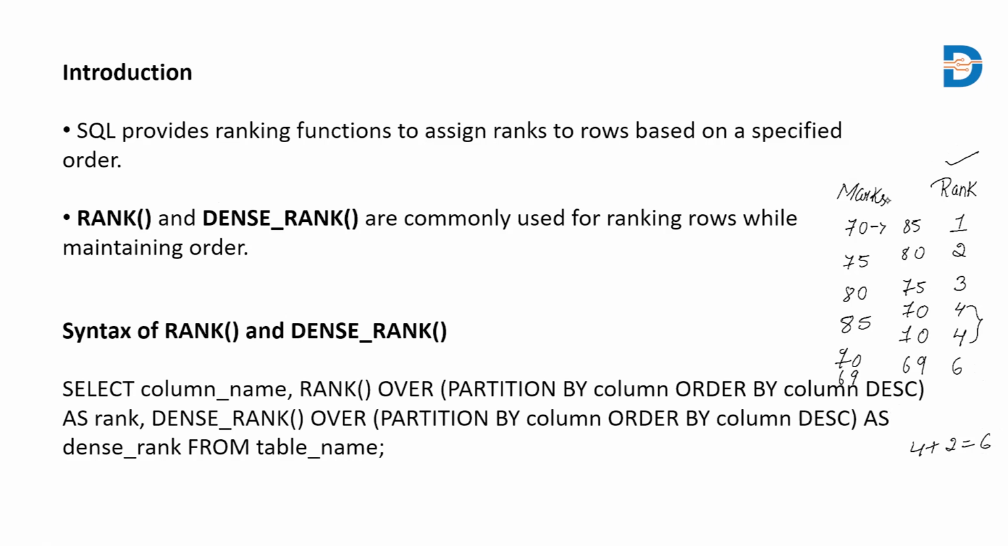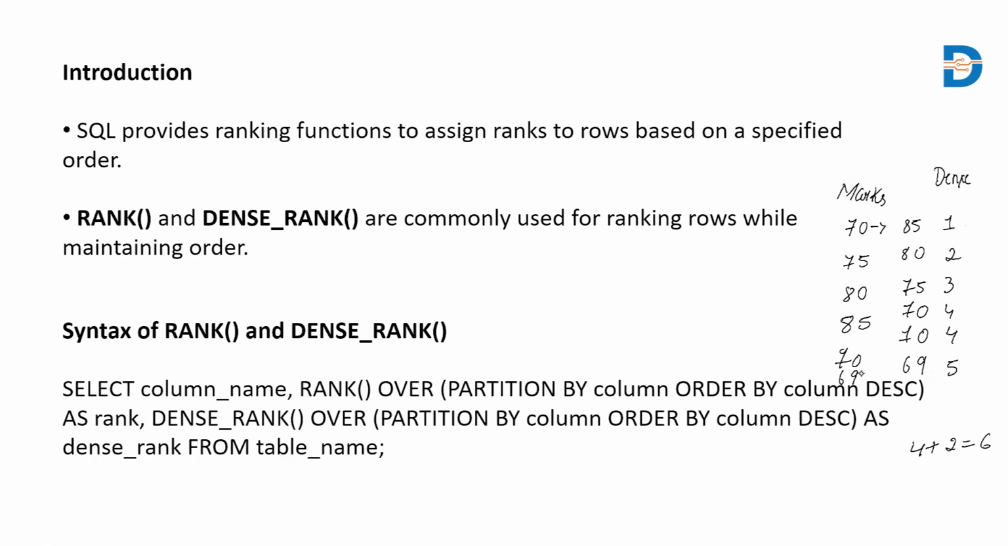If I want dense rank for this: rank assigns 1, 2, 3, 4, then 6. I don't want the one who scored 69 to get 6th rank. They want 5th rank. For that, what we will come up with here is dense rank. So what will dense rank do? Dense rank will assign 1, 2, 3, 4, 4, 5. It will not skip anything. So that's the difference between rank and dense rank in SQL.